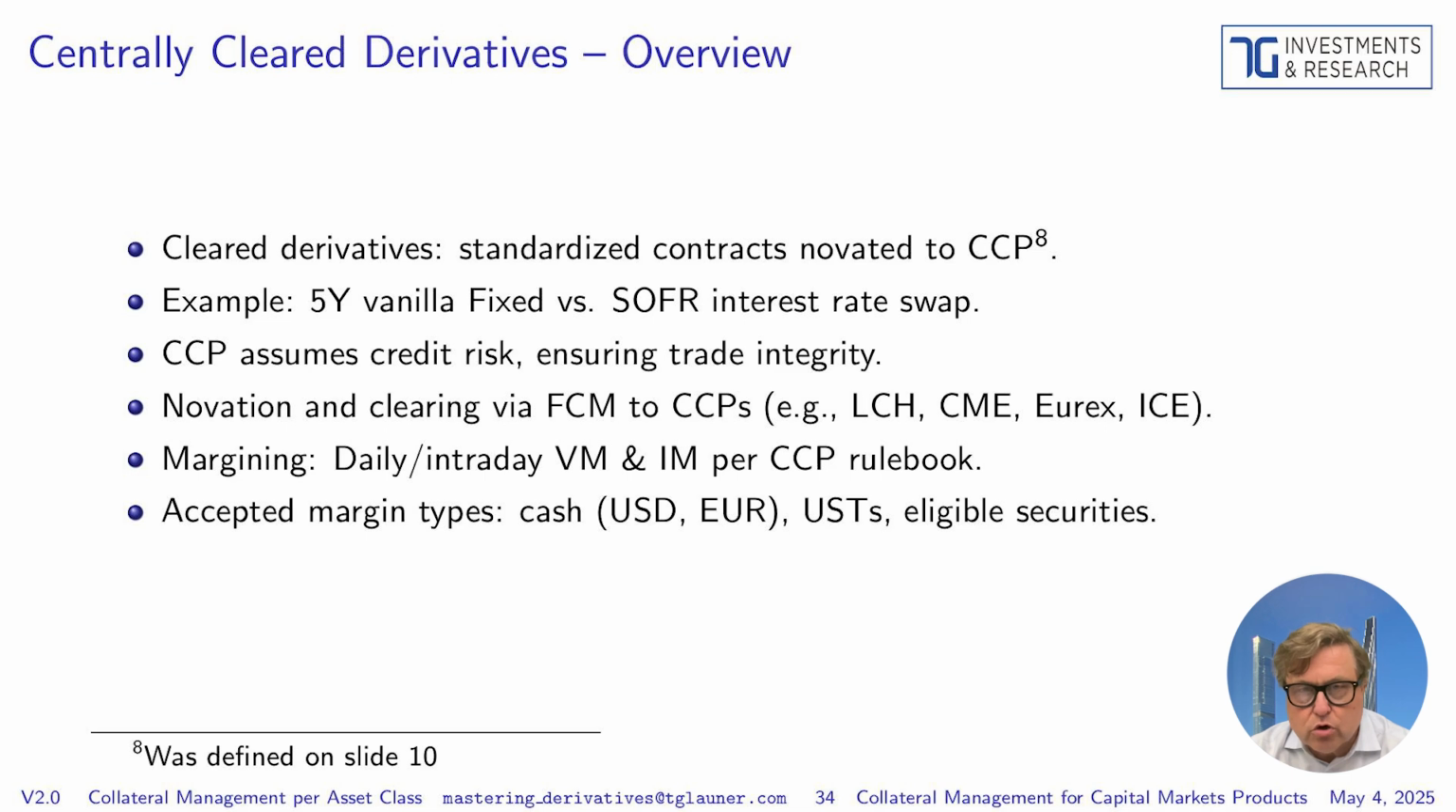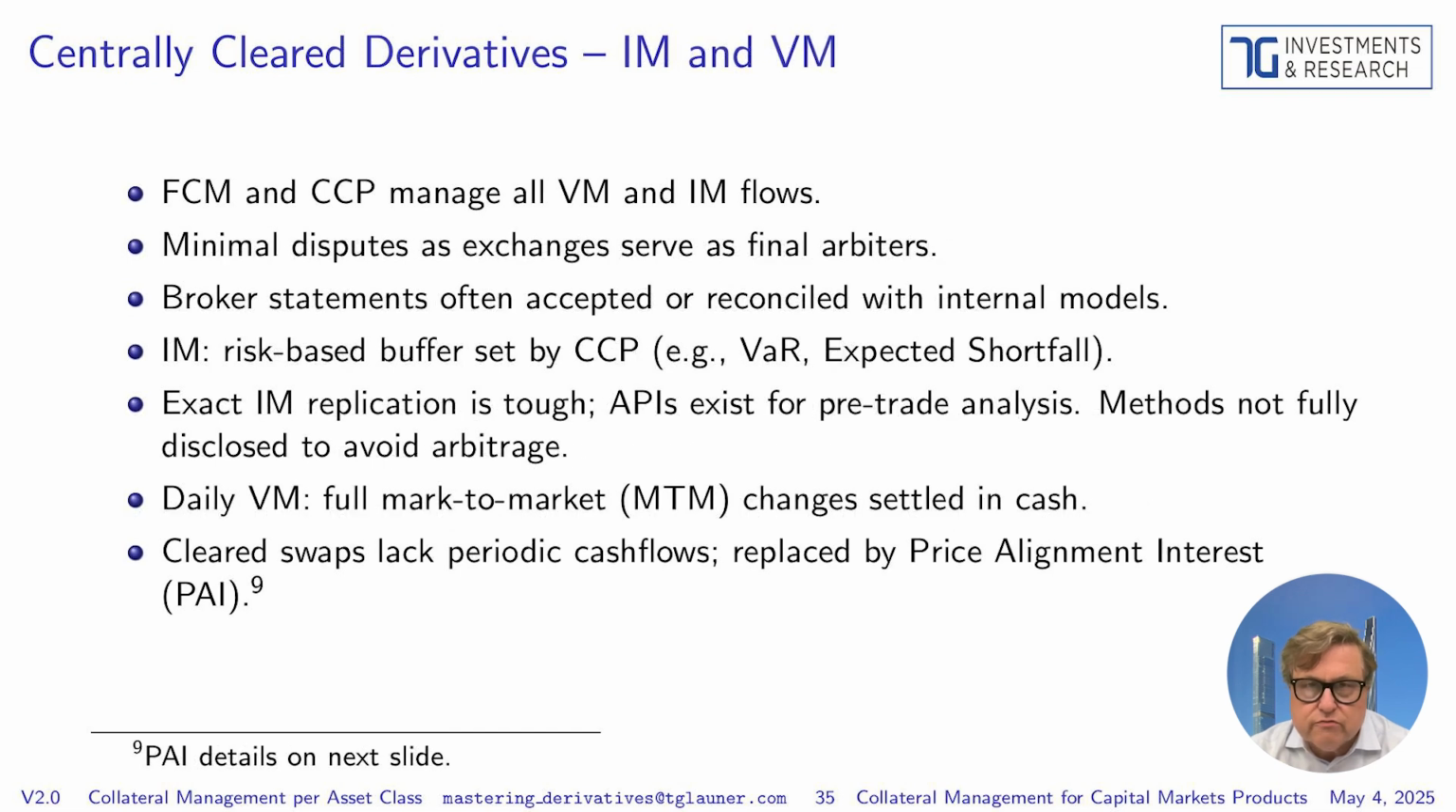Margining is an essential part of this system. The CCP's rulebook defines the margining process and includes both daily and intraday variation margin as well as initial margin. Accepted types of margin typically include cash in dollars or euros, US Treasury securities, and other eligible securities. The management of VM and IM flows is handled by the FCM and CCP. The CCP, also often called the exchange, acts as final arbiter, which minimizes disputes.